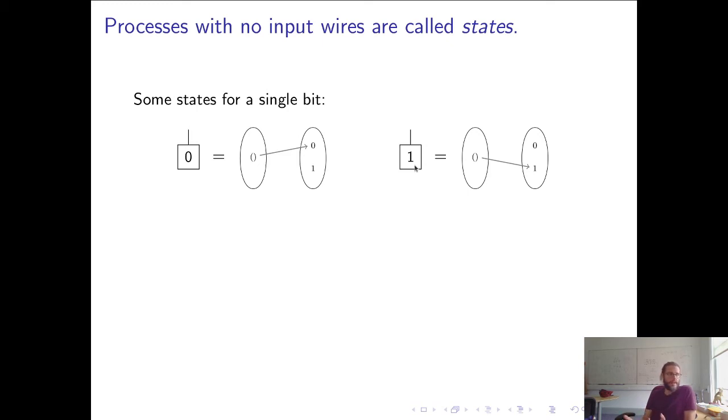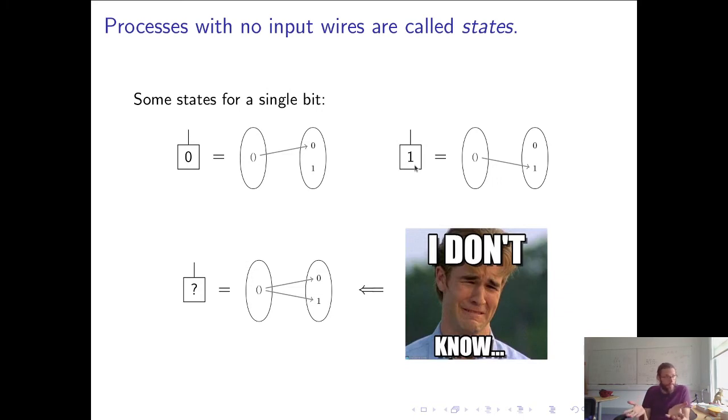But since these are relations, since they're unreliable, I can also have the I don't know bit state. Okay, so this means I have a bit, but I actually don't know what it is. Okay, so maybe someone else gave me this bit and they didn't tell me what it was. Okay, so these are the 3 possible states I could have for a single bit.